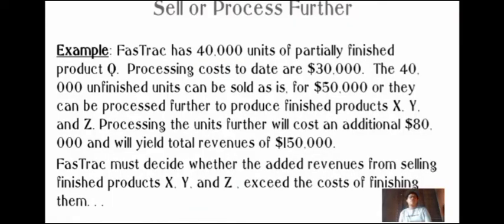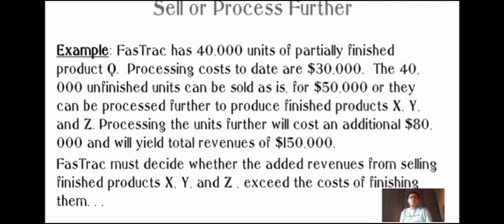Let's go to the next slide. Fast Track has 40,000 partially completed units of product queue that can be sold for a total of $50,000. Fast Track also has the option of further processing the 40,000 units of product queue to obtain products X, Y, and Z.